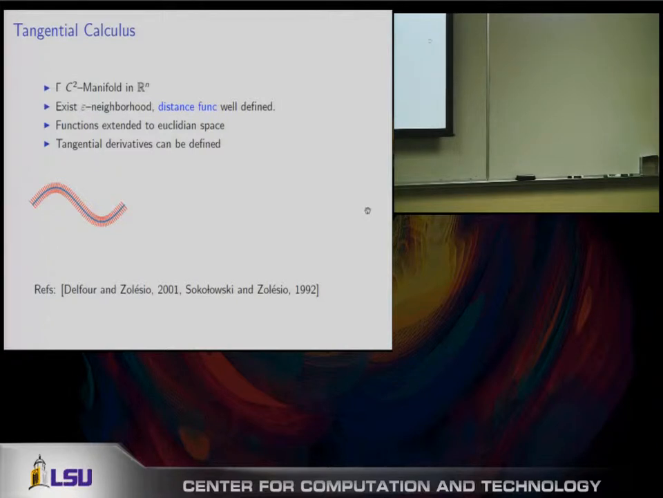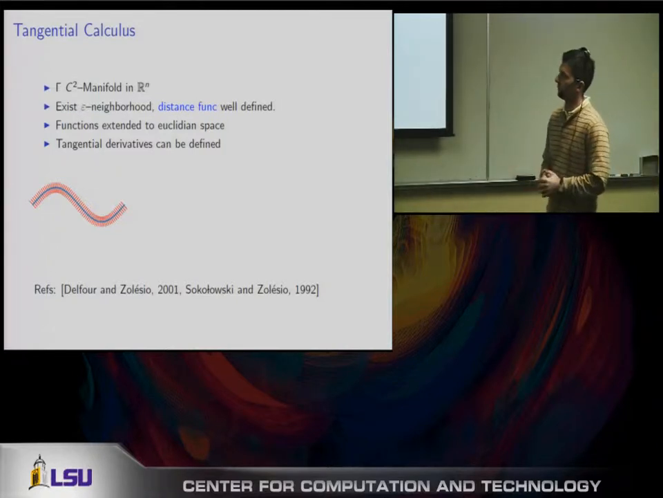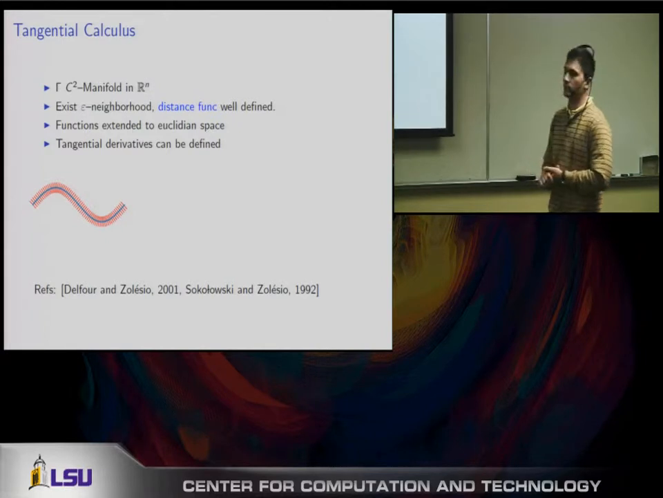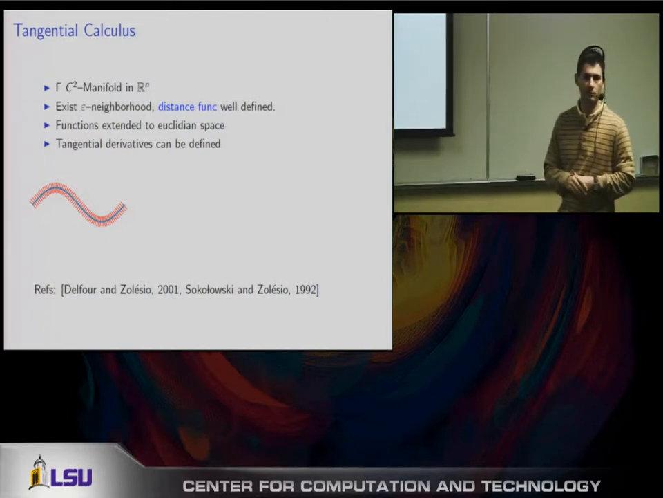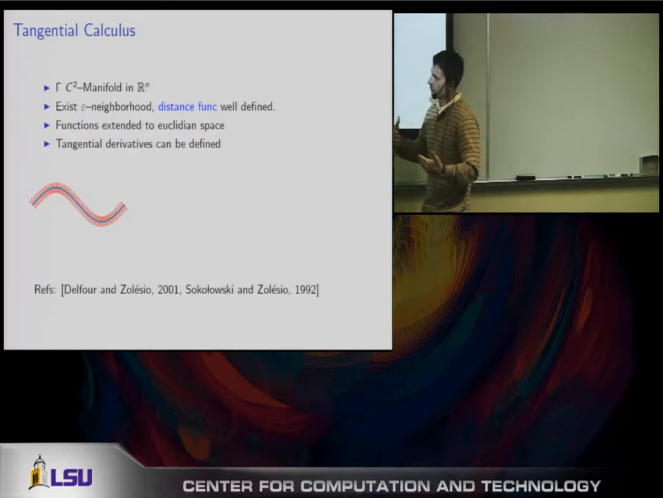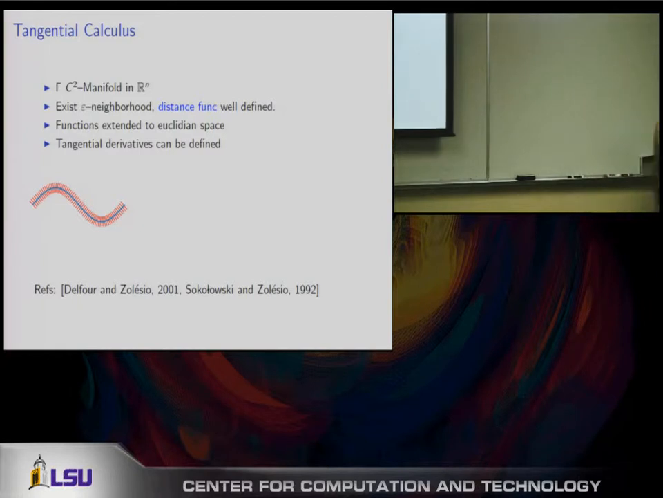So calculus on a surface. Well, this is one way to do calculus on a surface. Assume that you have a smooth surface, then you can define around this surface an epsilon neighborhood where the distance function will be well defined. And tangential derivatives can be defined on the surface using some extension coming from the distance function.